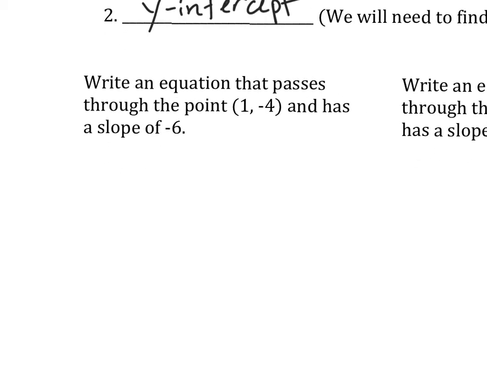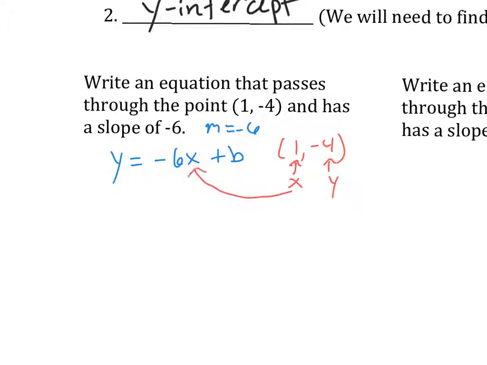So let's look at this first example. Write an equation that passes through the point (1, -4) and has a slope of -6. Well, we know that the slope of -6 will go in for m, so we could even write m equals -6 here. So we'll have y equals -6x plus b, but we don't know what b is. But in this case, we could find b because we have a point on the line, the point (1, -4). And 1 is an x value, and -4 is a y value, and they go together. So we could substitute those values in where we see our x and our y in our equation, and then we could solve for b.